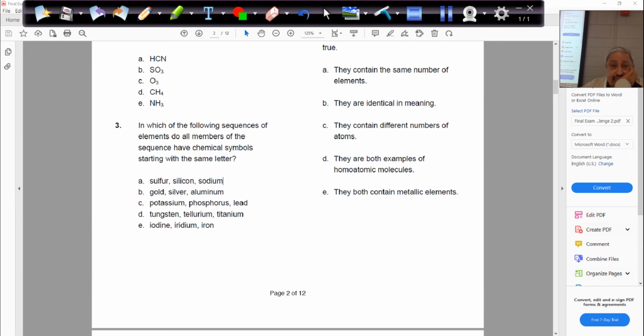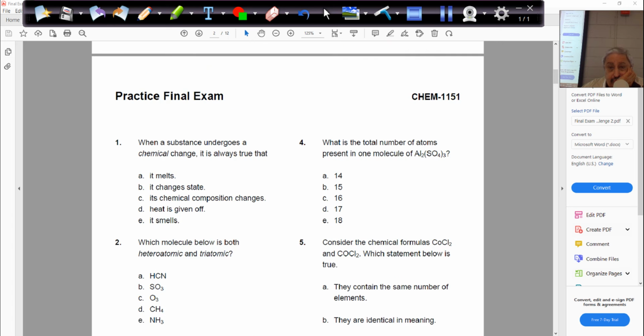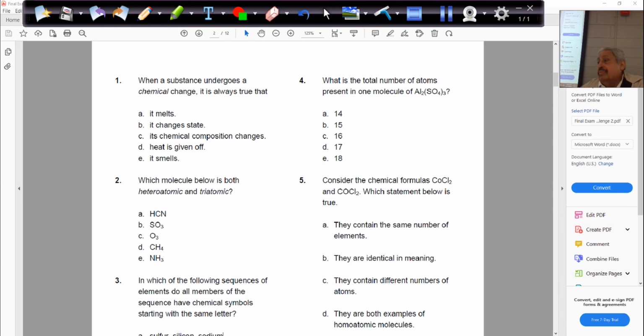So number 4. As I said, there's some error inside this. So what is the total number of atoms present in one molecule of Al2SO4? What is the total number of atoms? Did I say heteroatoms? No. Did I say homoatoms? No. I said what is the total atoms? That's the key. The keyword is there is no homo, similar.